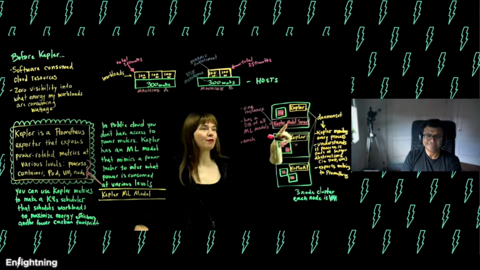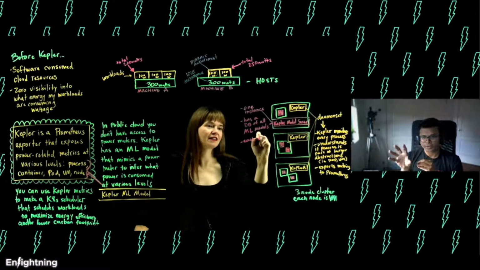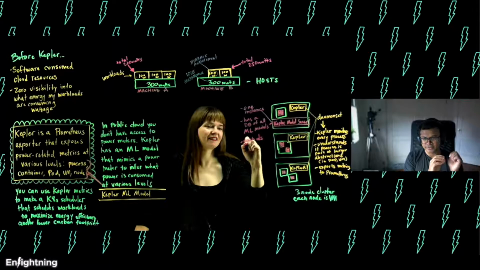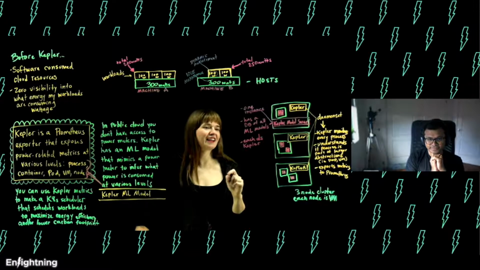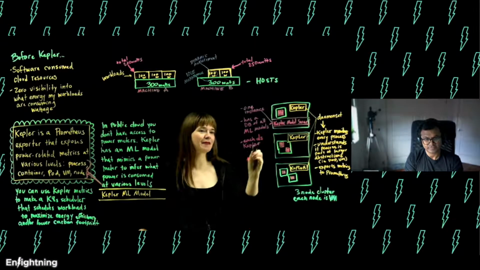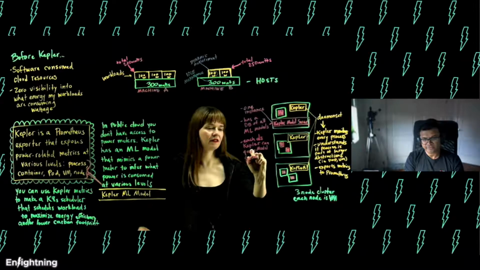Not the Kepler, what do you call the daemon set Kepler? That's what we call Kepler. The other is the model server. Each daemon set Kepler can query the model server for a best fit model.